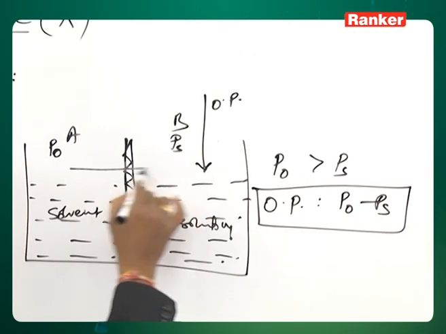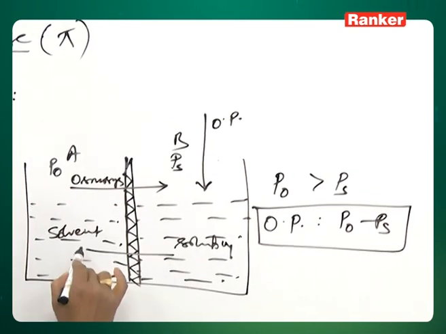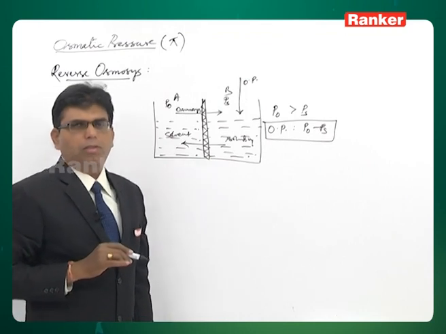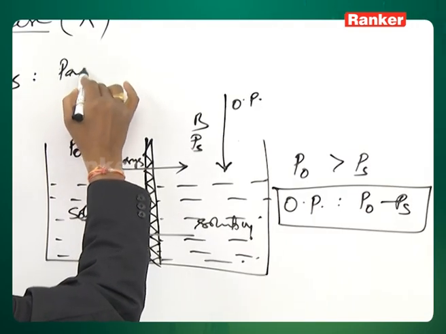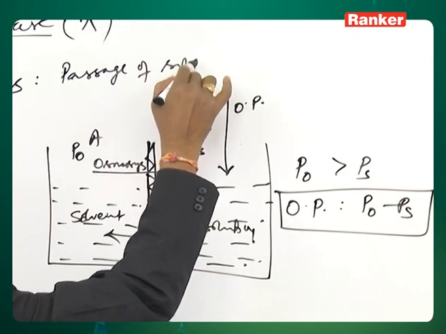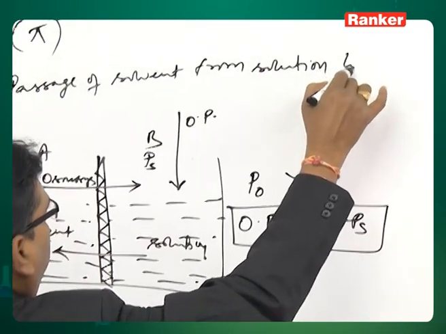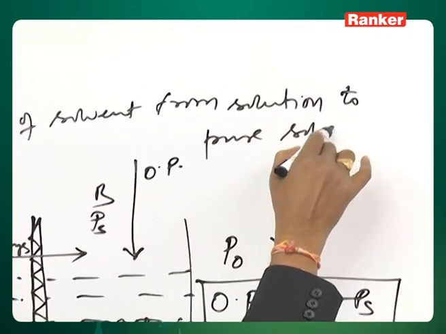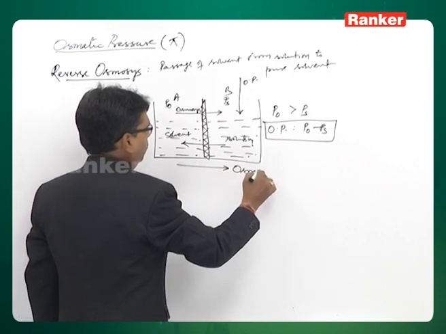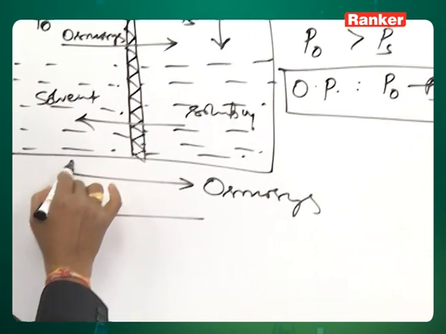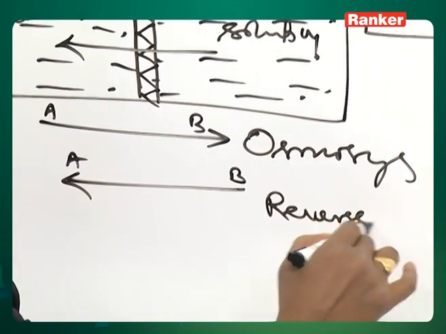In the process of osmosis, this is the direction, this is osmosis. Reverse osmosis is the passage of solvent from solution side to solvent side. So, it is passage of solvent from solution to pure solvent. This is osmosis, A to B, and B to A is reverse osmosis.